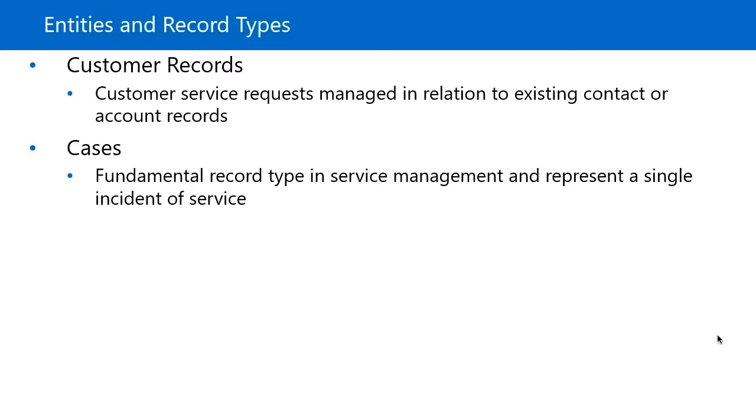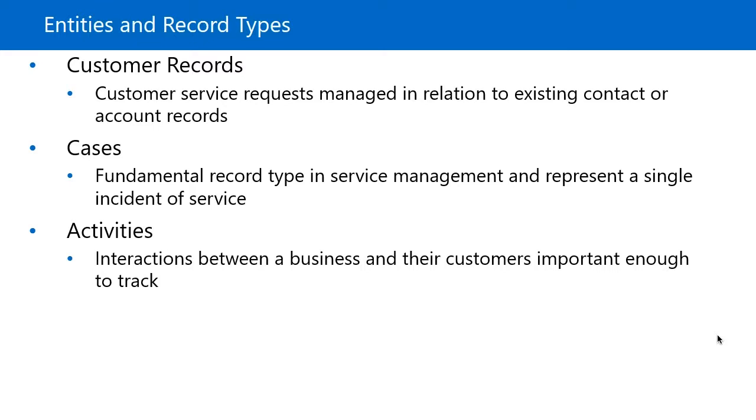Within Dynamics 365, users have the ability to see open and resolved cases from the customer record. Cases can also have activities associated to them, so everyone in the organization can see what's happening with a particular case. Additionally, cases can have knowledge base articles, subjects, products, and entitlements associated to them as related or dependent record types. Then we also have activities.